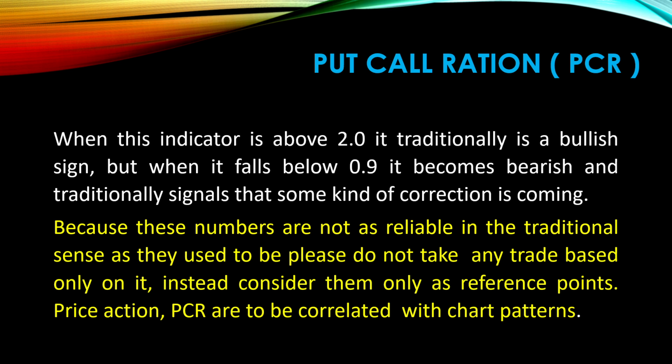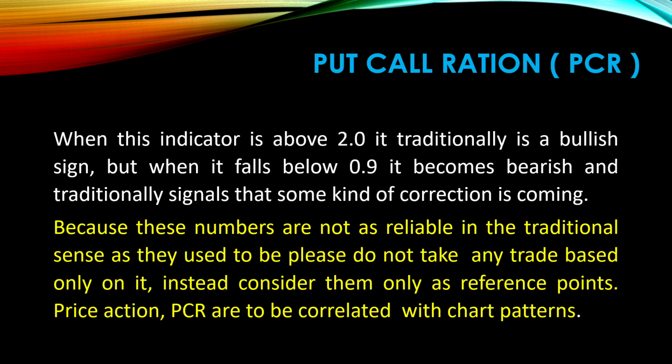Because these numbers are not as reliable in traditional sense as they used to be. Please do not take any trade based only on it. Instead, consider them only as reference points. What are the other indicators to be checked while checking put call ratio or before taking a trade? Those are price action and chart patterns. So all these 3 are in one direction, then yes, you can finally say that the market is in positive direction or negative direction.